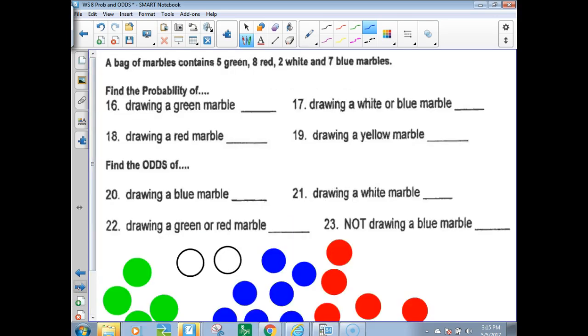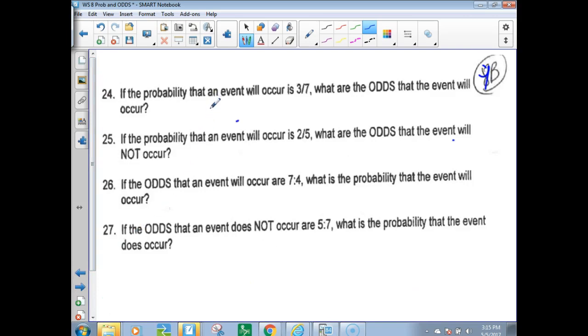Okay, I am not doing all of the problems. I'll let you mess with the marbles problems. And then I'm going to jump over here to the back side of 9, on 9B. I wanted to do a couple of these with you because they're worded a little differently. So let's look at 24 together.